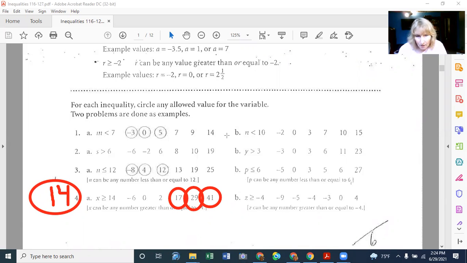Okay, let's look at B. It says Z is greater than or equal to -4. So now we have to think of numbers greater than or equal to -4. We look at -9. Is that going to fit the criteria? No, because -9 is further to the left on the number line of -4. So we need numbers at -4 or to the right on the number line. If I had the number line here, I might as well draw it for a second.